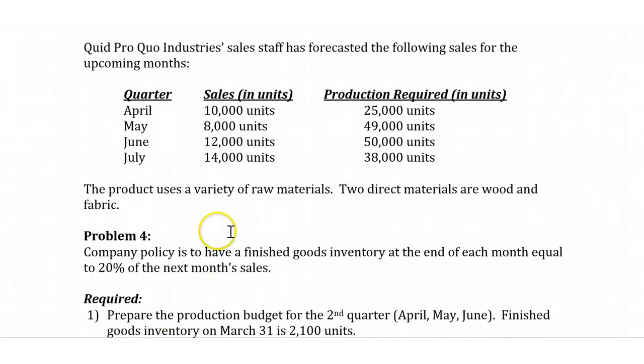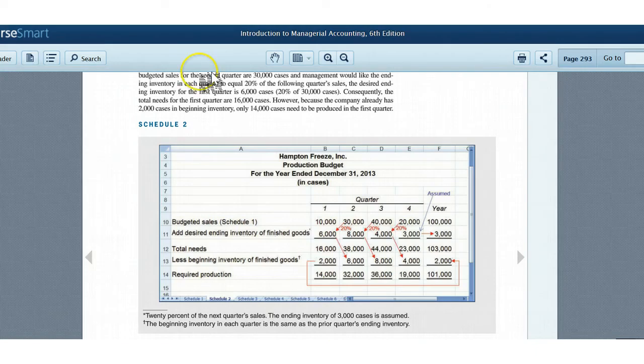Alright, so we're going to go ahead and prepare a production budget. Your book shows a production budget like this. We list our budgeted sales, then add in desired ending inventory, because companies don't want to end a quarter with no inventory to carry over. That gives us our total needs. But that's not our required production, because we subtract the beginning inventory we had for the quarter. That gives us our required production.